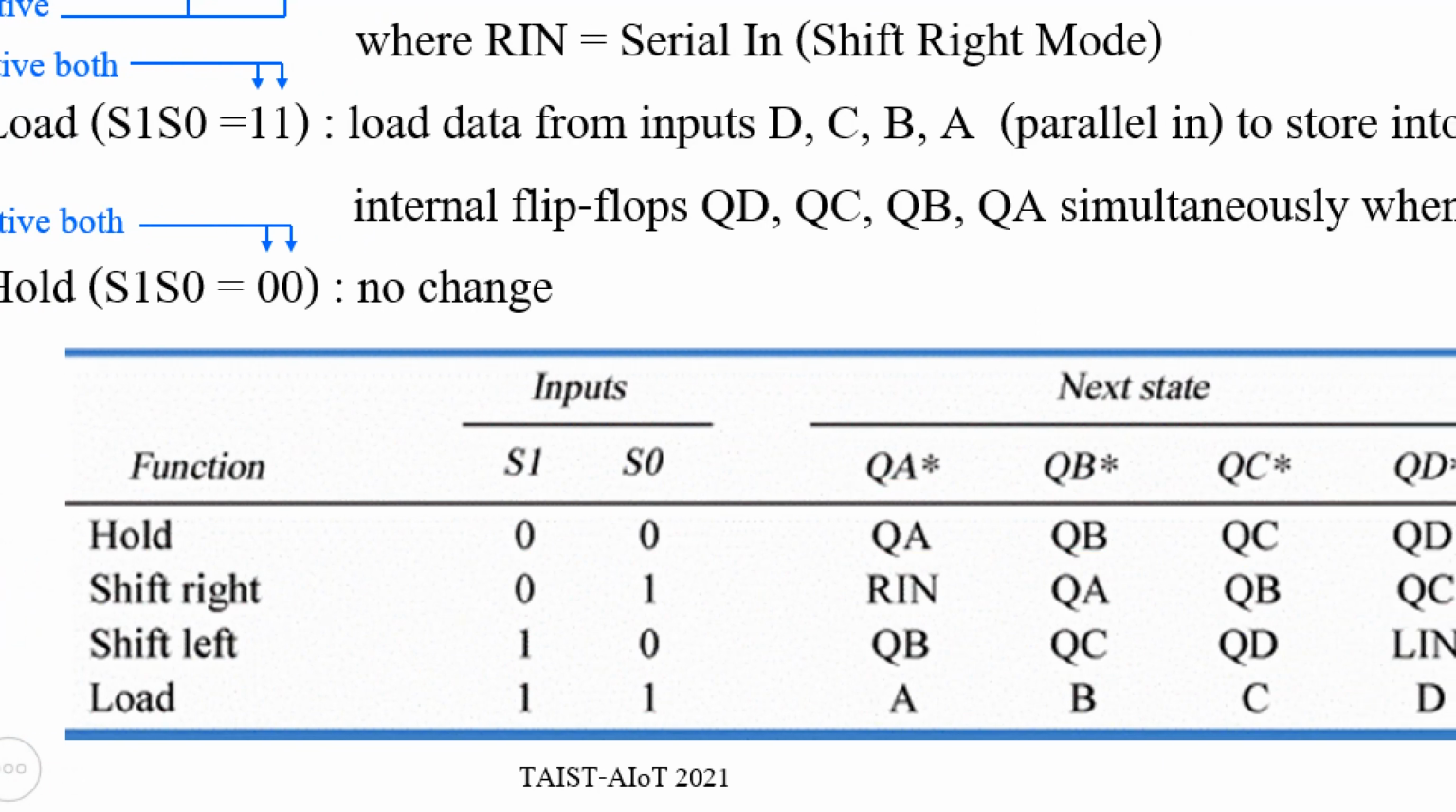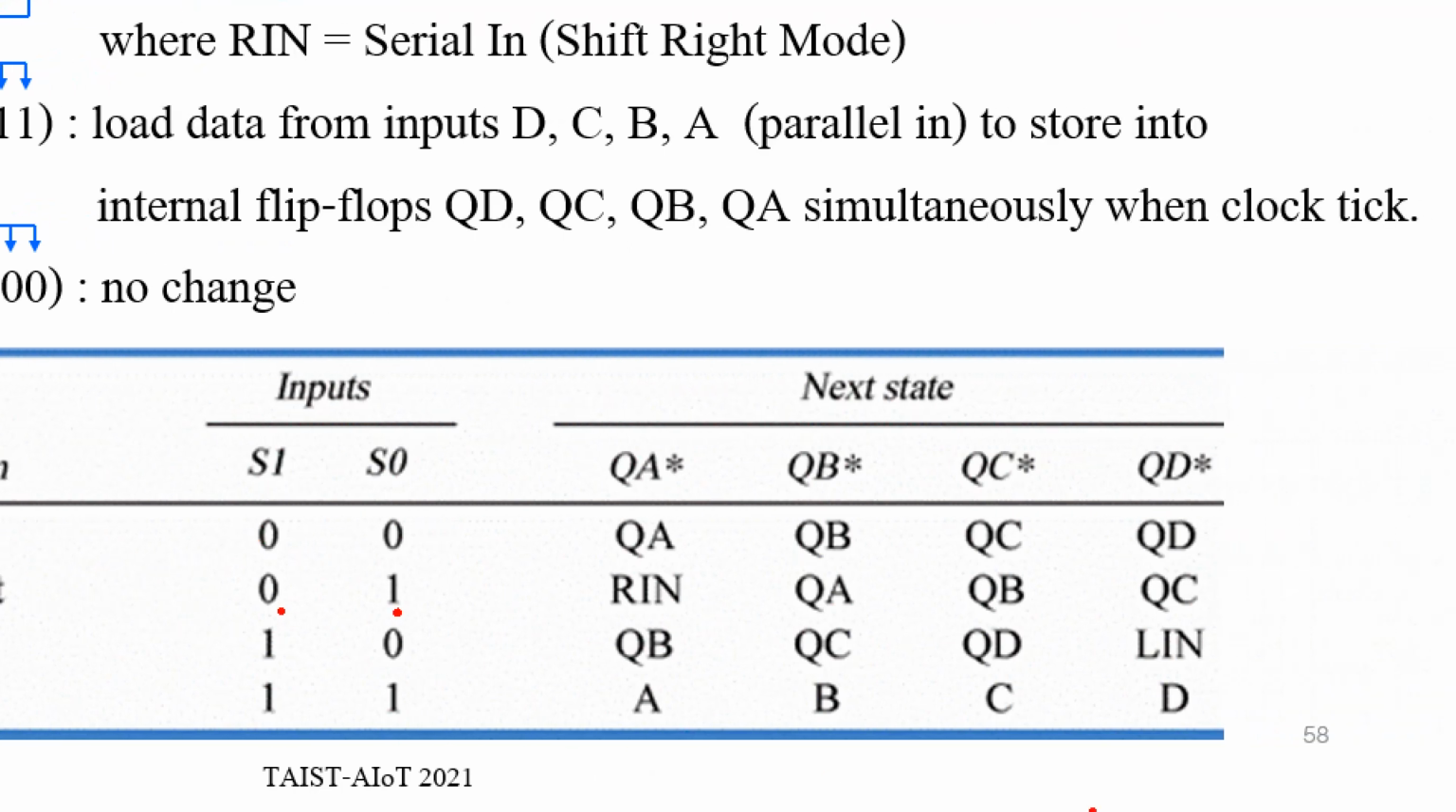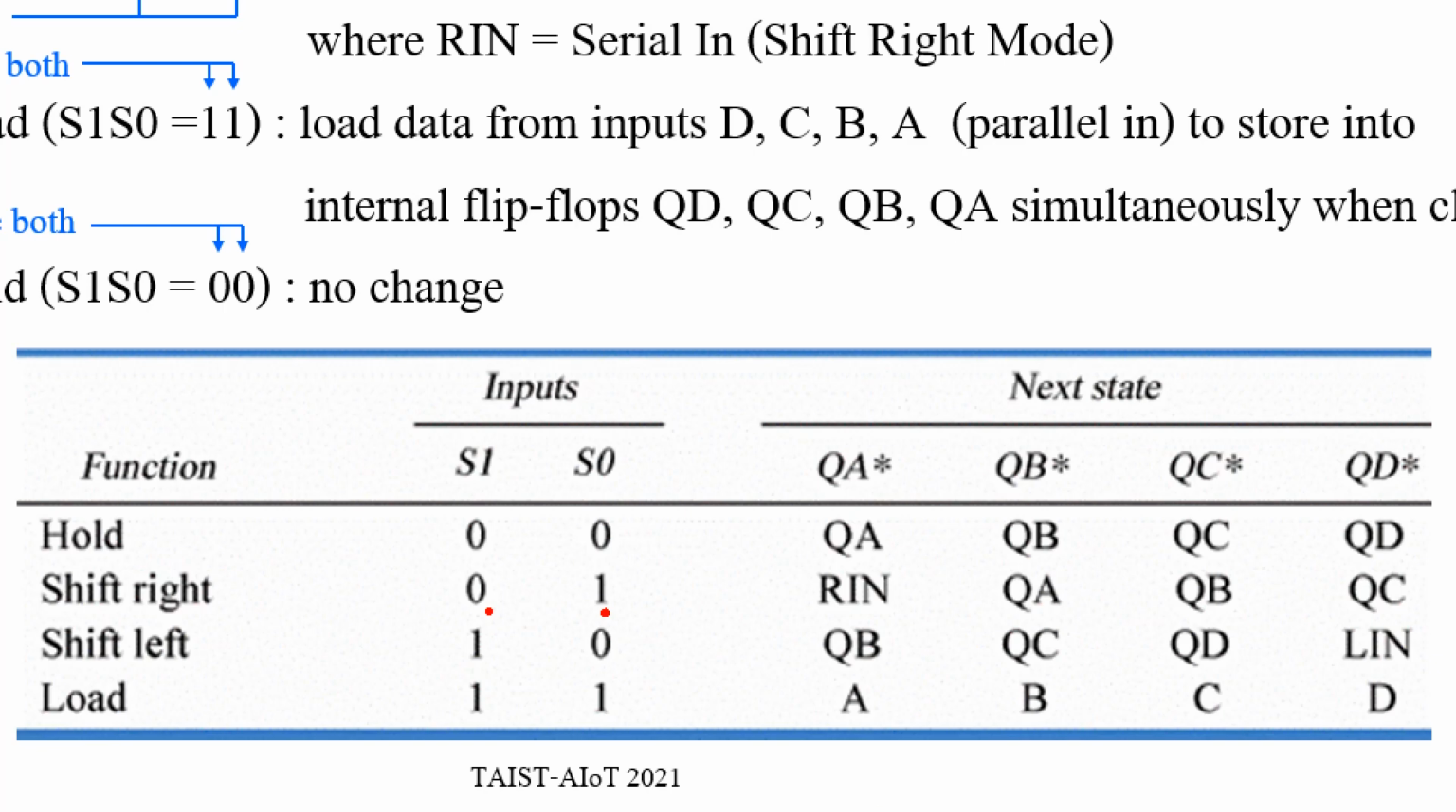Nothing changed. That is hold mode, or hold function. But if S1, S0 is 0, 1, the data will shift. It's shift right mode. Namely, data from A goes to QA, QA goes to QB, QB goes to QC, QC goes to QD, like this. And the portion of QA receives data from external input R in, shift right mode.